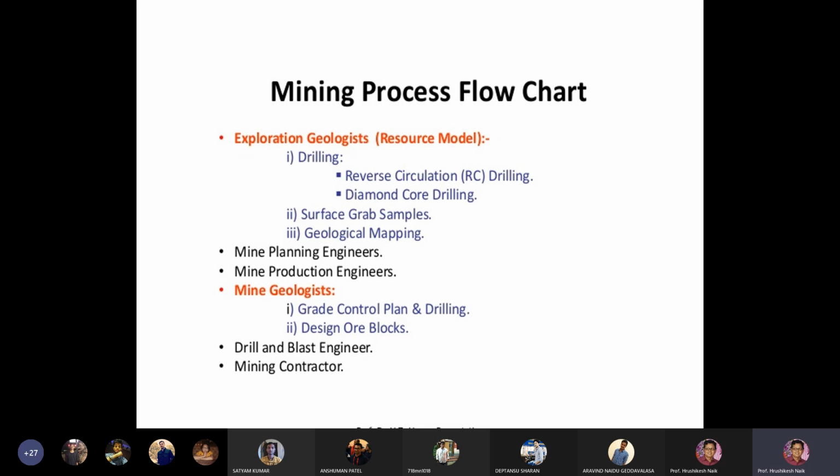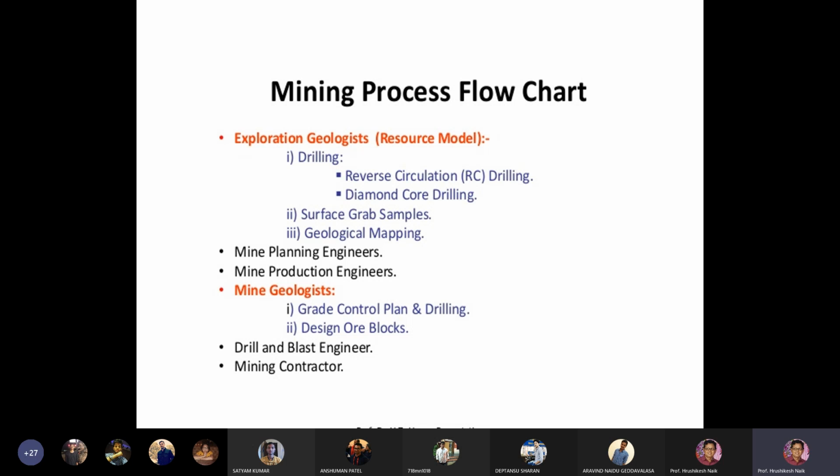The mining geologists control the grade of the deposit. Grade control planning and drilling is carried out by the mining geologists, and they design the ore blocks with the help of drill holes. You drill the holes, then you blast the materials and exploit the mineral. This activity can also be carried out by a mining contractor. So this is the mining flow chart, starting from exploration of the deposit to drilling and blasting.